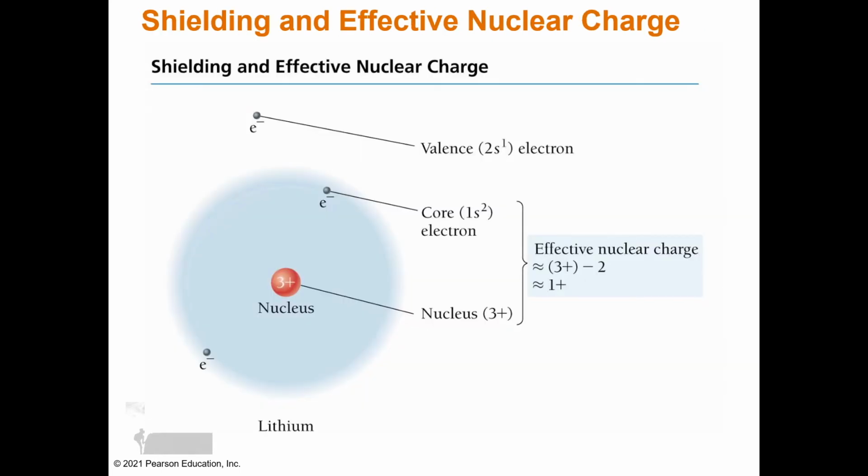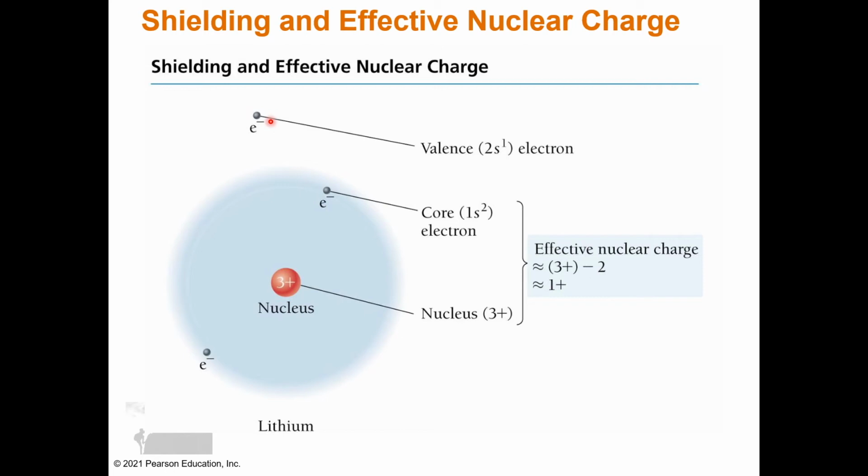Let's review shielding and effective nuclear charge. Here we have a lithium atom. It's got 3 protons in the nucleus, 2 core electrons, and 1 outer valence electron. These core electrons would experience the full +3 charge. But this outer valence electron would only experience a charge of +1. Why is that? The 2 core electrons are providing a shield to protect the valence electron from the positive charge.